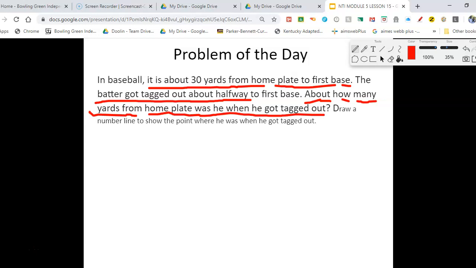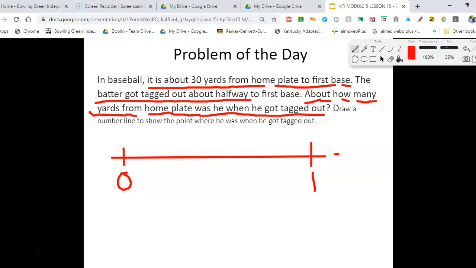Now, it tells us to draw a number line, so on your paper, I want you to draw a number line. And let's remember that we need to label our number line with the endpoints 0 and 1. So let's put our endpoint here, and let's put our other endpoint here, and let's label them 0 and 1. So it says that the batter got tagged out about halfway. So I want you to put a tick mark where halfway would be on that number line.